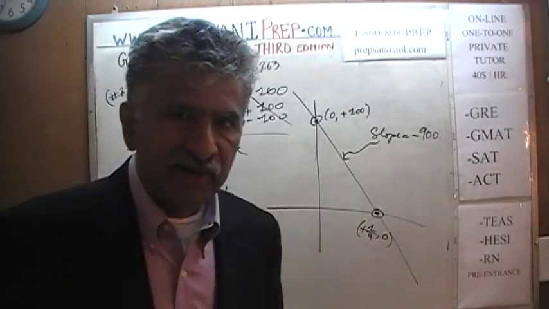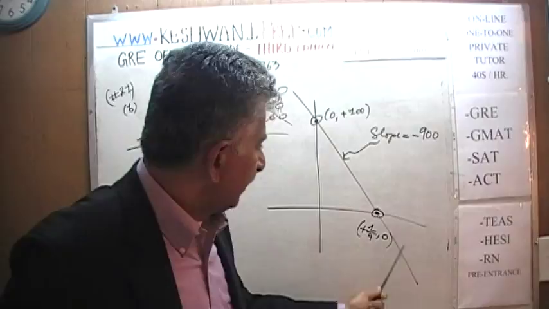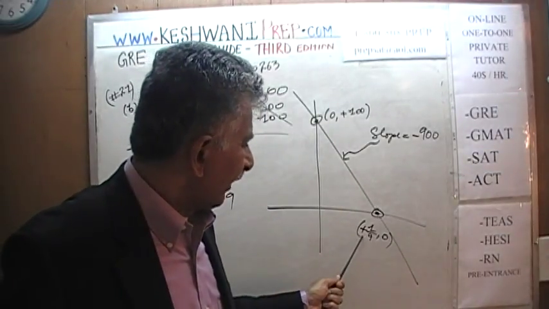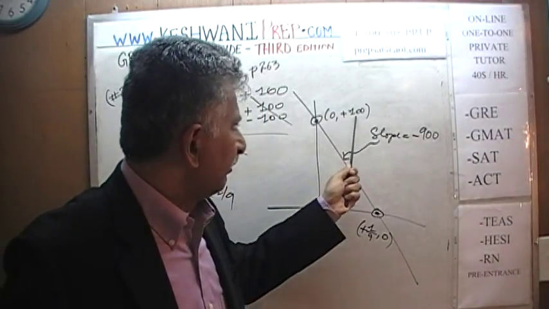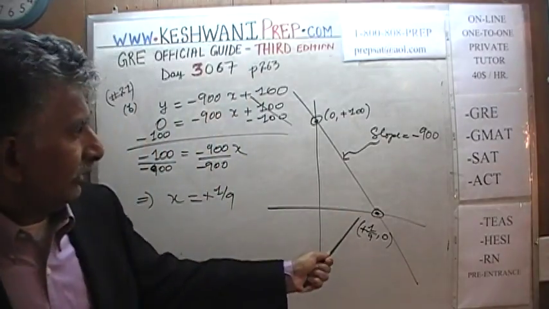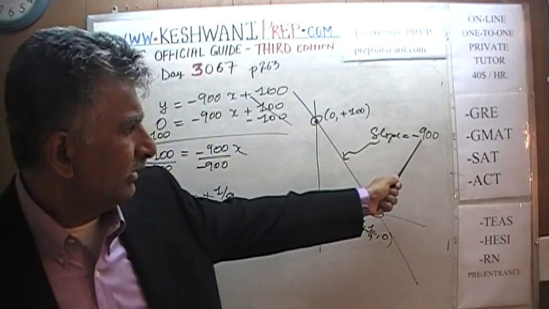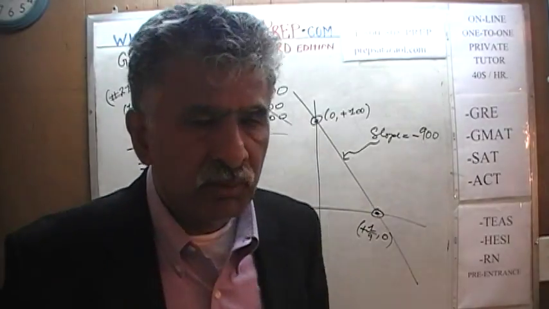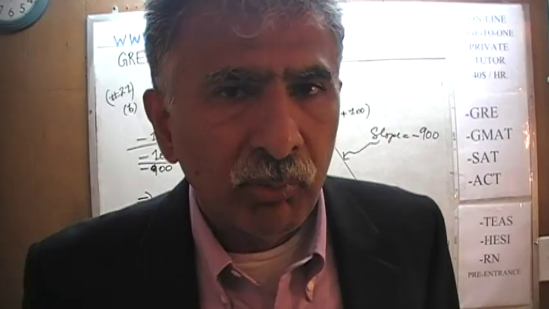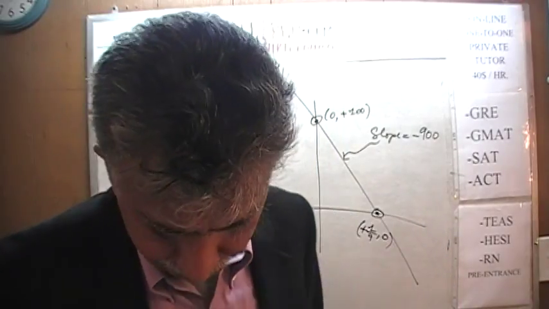We have described the line by providing its shape. It's a negatively sloped line. Its x-intercept is positive 1/9. Its y-intercept is positive 100. That's about it. The question is, does it make any sense to you intuitively to claim that the slope of this line is negative 900? Let's take a look at it, shall we?